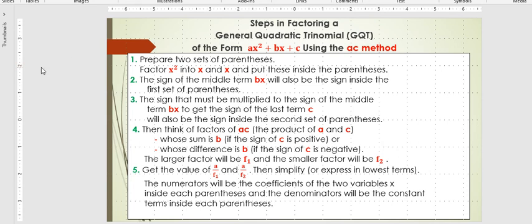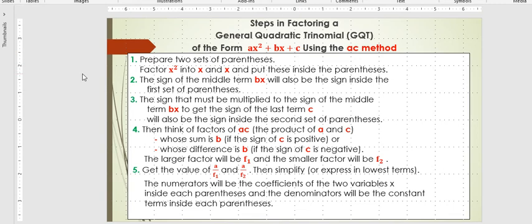Steps in factoring a general quadratic trinomial or GQT of the form ax squared plus bx plus c using the AC method. In this general quadratic trinomial ax squared plus bx plus c, a is greater than 1. A is any integer greater than 1. A is the coefficient of x squared, b is the coefficient of x, and c is the constant term.